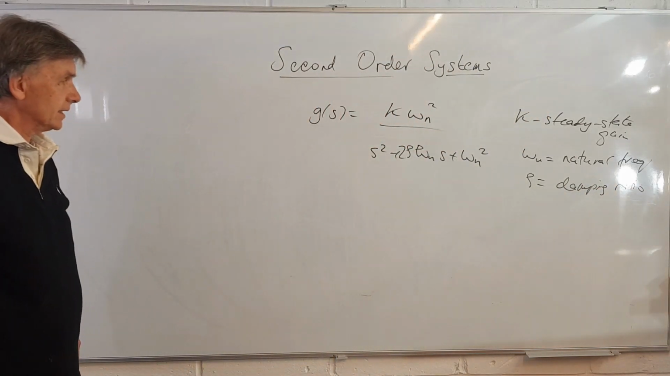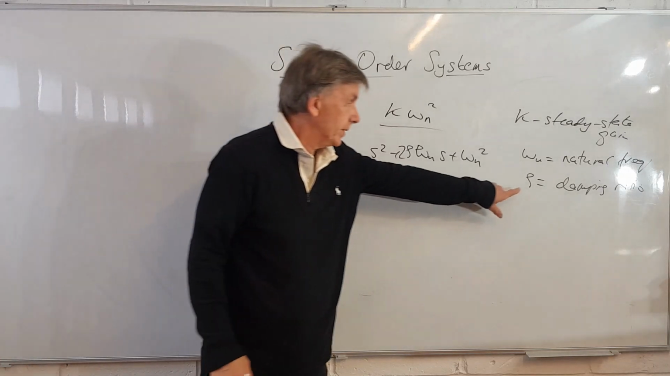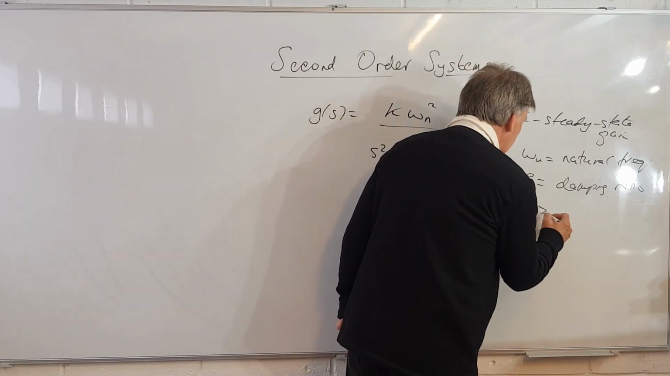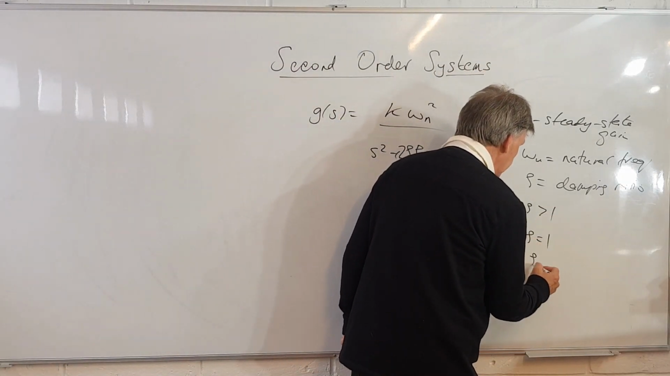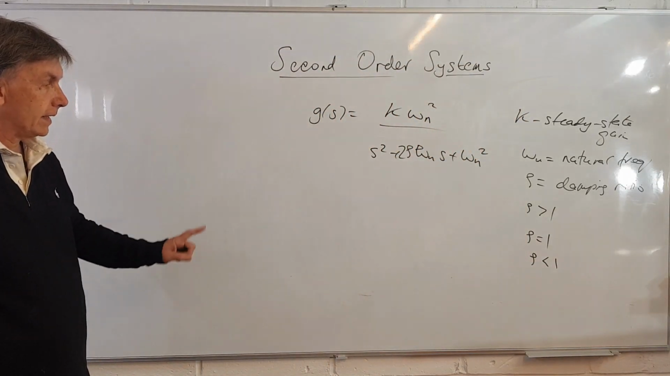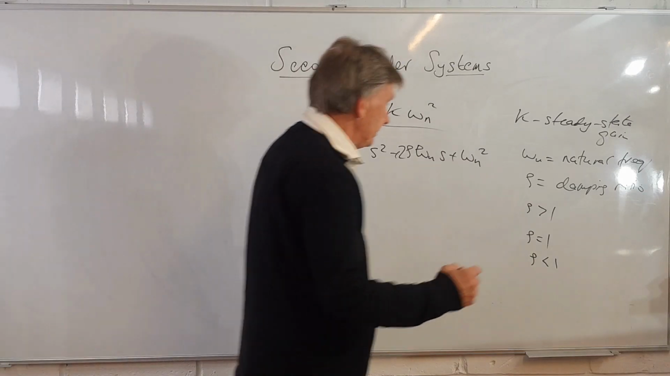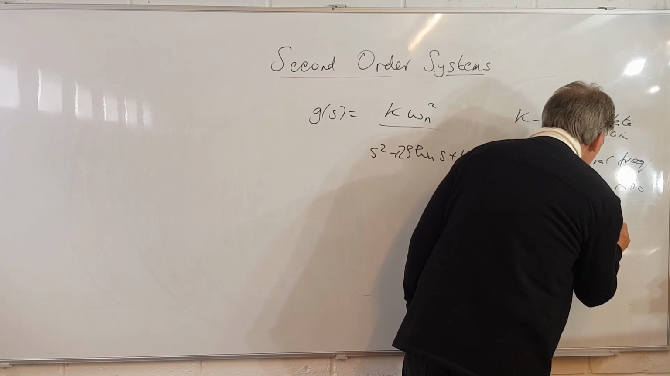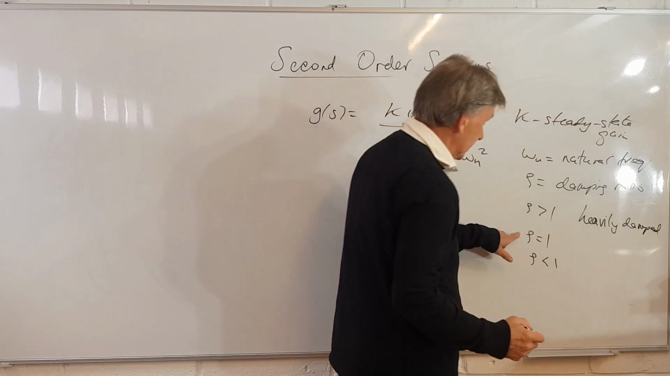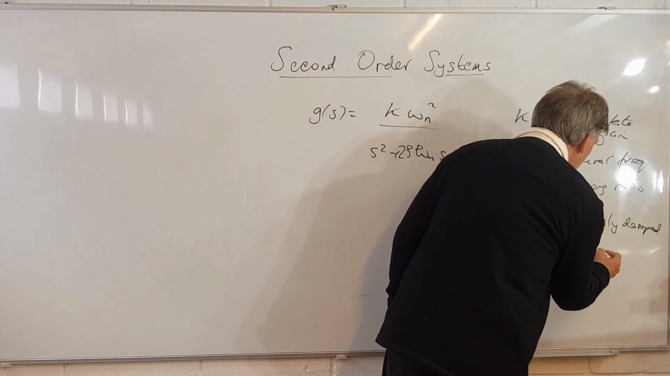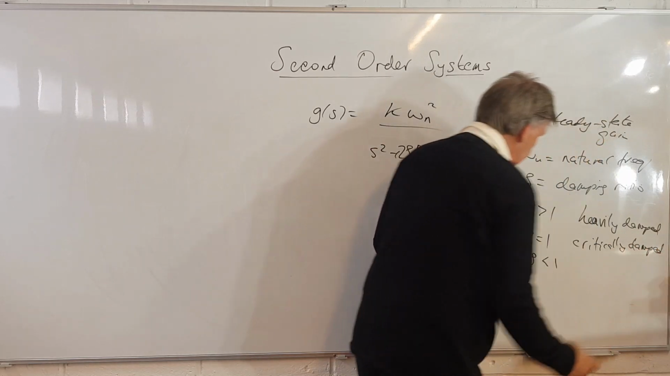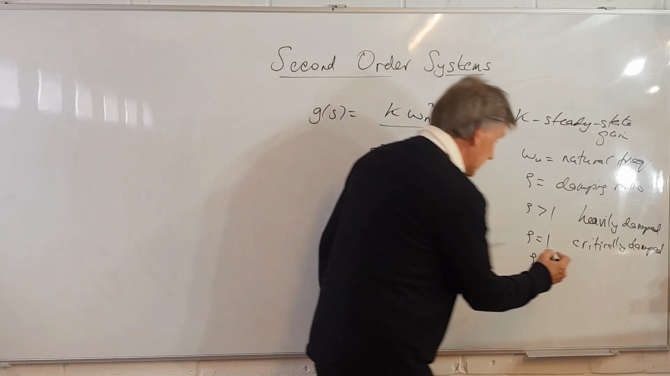Now, for a second order system, the critical parameter is the damping ratio, and we have to consider three cases: damping ratio greater than 1, damping ratio equals 1, and damping ratio less than 1. In the three cases, if the damping ratio is bigger than 1, we call it heavily damped. Damping ratio equal to 1 is called critically damped. And when the damping ratio is less than 1, it's called lightly damped.